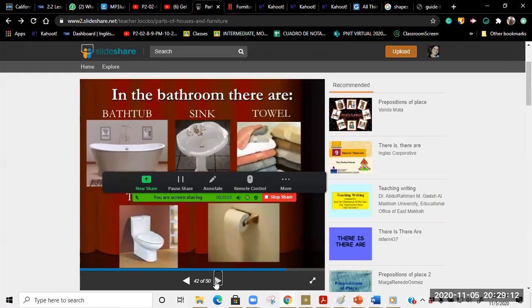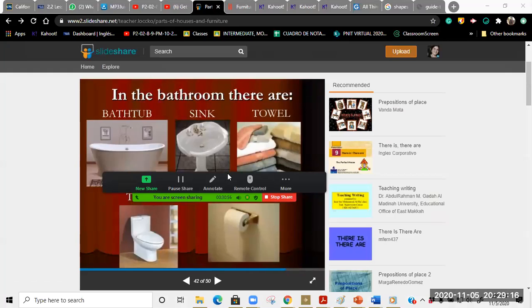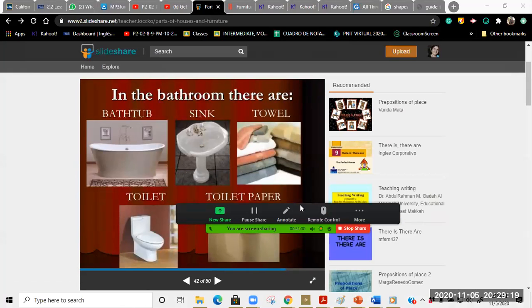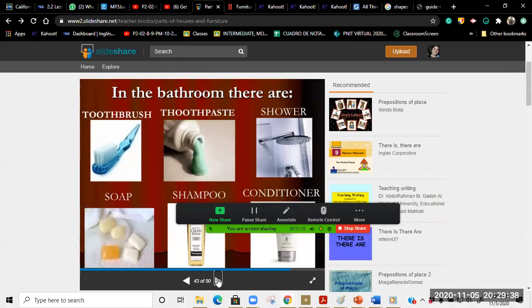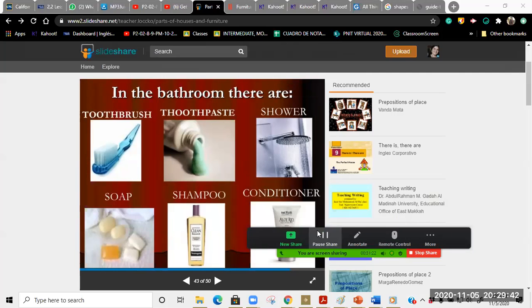We were talking yesterday about the bathtub, the sink. Se nos olvidó mencionar las toallas. Toallas se dice towels. Towels, like this. Then we have toilets and toilet paper. Then we have other things like toothbrush. Toothpaste, toothbrush, y toothpaste, shower, soap. Decíamos la diferencia entre soap y soup, right? Shampoo, conditioner, easy. Going to see en otro momento.